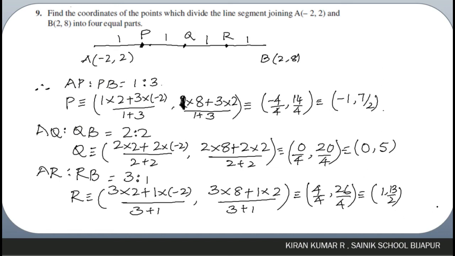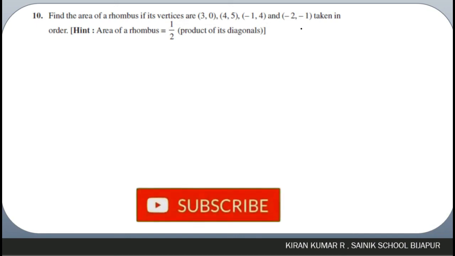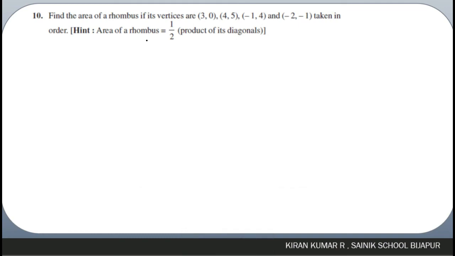Let us solve the last question. Question number 10. Find the area of a rhombus if its vertices are 3, 0, 4, 5, -1, 4, and -2, -1 taken in order. They have also given the hint that area of rhombus is half the product of the diagonals. So I need to find out the diagonals.